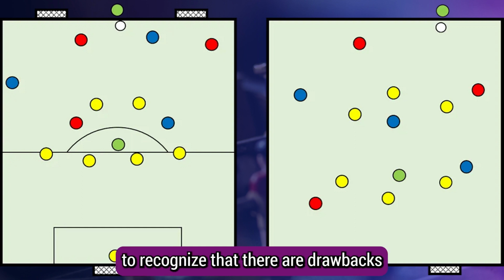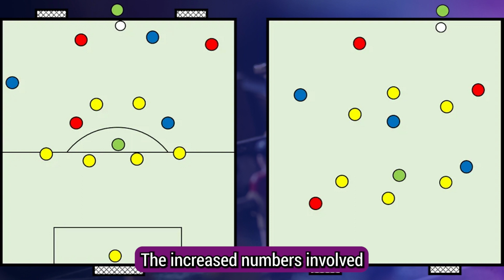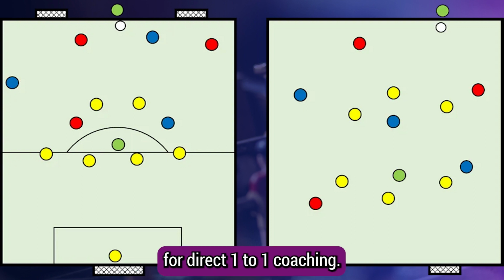However, it is important to recognize that there are drawbacks with these variations. The increased numbers involved mean fewer touches on the ball for each player and fewer opportunities for direct one-to-one coaching.